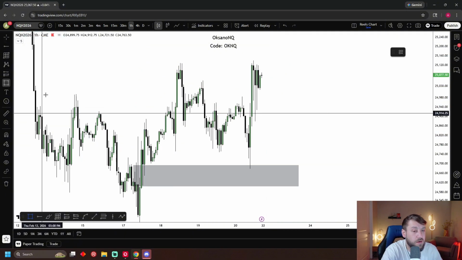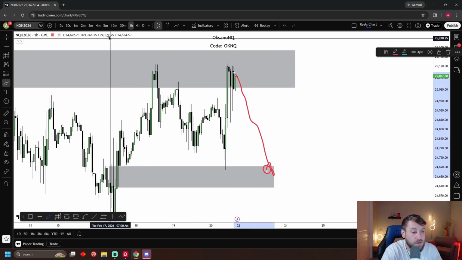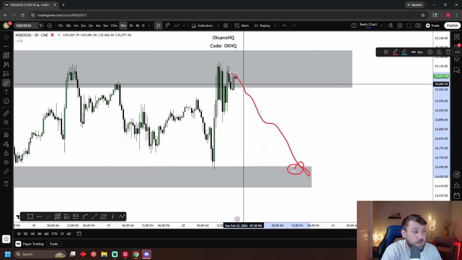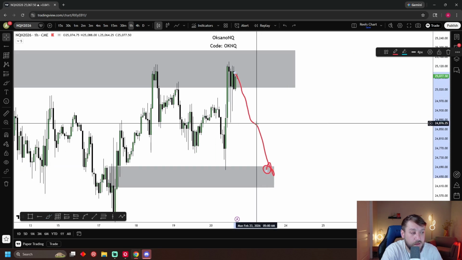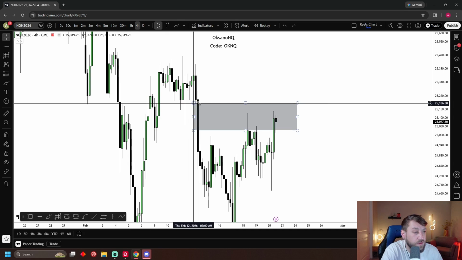Dream scenario going into this week, this 1-hour gap holds. We get a pullback, tap back into this 30-minute, and look for longs to hold for the rest of the month. Dang, you guys. I haven't done one of these in so long. I feel so bad at it now.